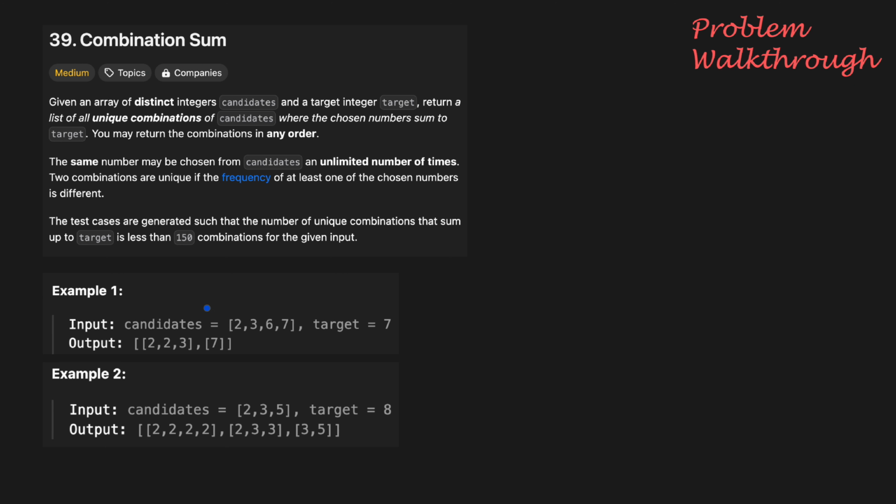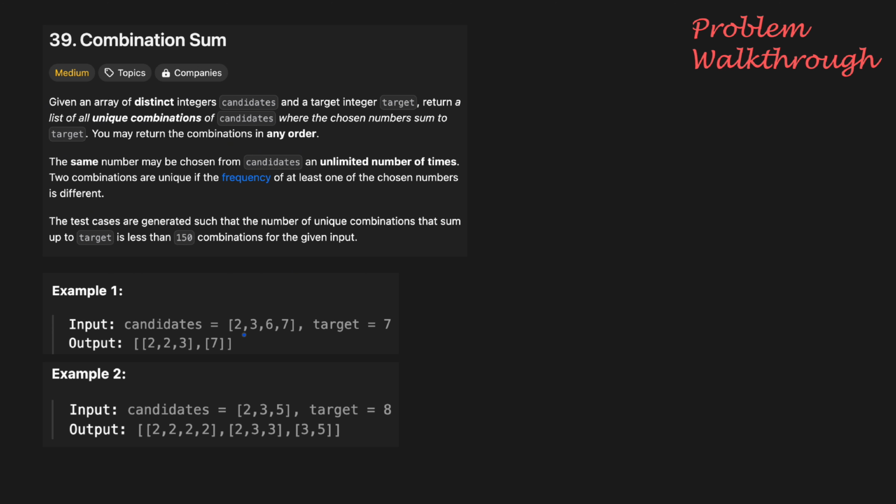For example, in example 1, for the given candidates and target equal to 7, we choose 2 multiple times. Similarly, in example 2, for given candidates and target equal to 8, we again choose 2 and 3 multiple times in different combinations. Two combinations are unique if the frequency of at least one of the chosen numbers is different. That is, the order of the numbers in the combination doesn't matter. And the test cases are generated such that the number of unique combinations that sum up to target is less than 150 combinations for the given input.